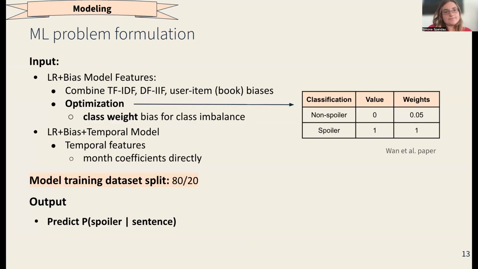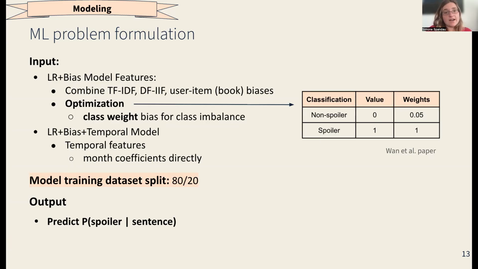For our machine learning problem formulation, the input features for our logistic regression model are the TF-IDF, the term frequency multiplied by the inverse document frequency; the DF-IIF, which is document frequency multiplied by the inverse item frequency, so words that are specific to books; and then user and item slash book biases, meaning some books are more likely to have spoilers and some users are more likely to give spoilers.